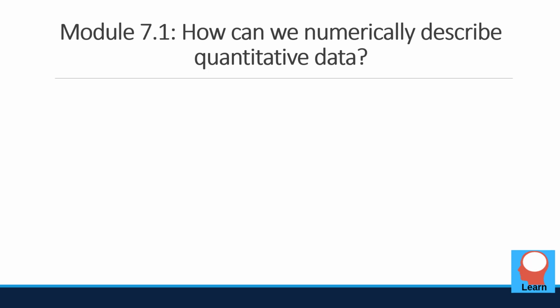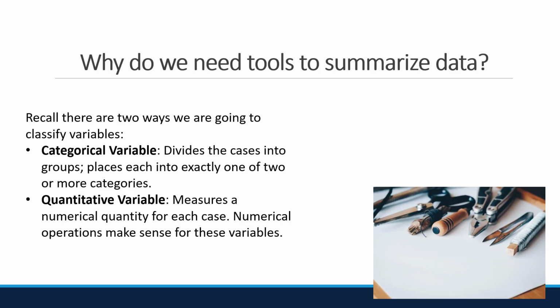Module 7.1. How can we numerically describe quantitative data? In the previous modules, we discussed ways to summarize data. We need to summarize data because saying something useful about raw data can be difficult, if not impossible.